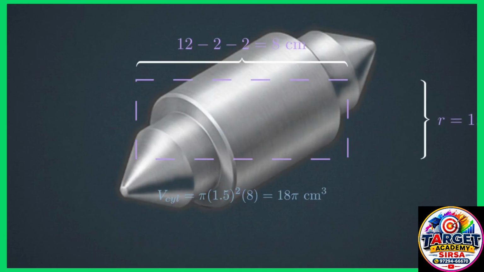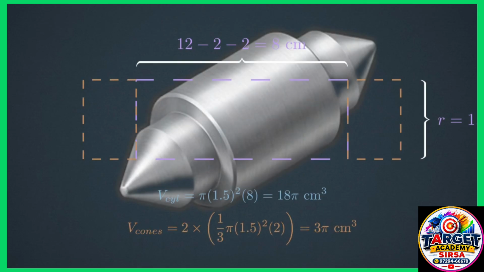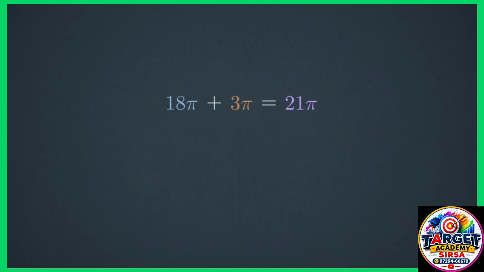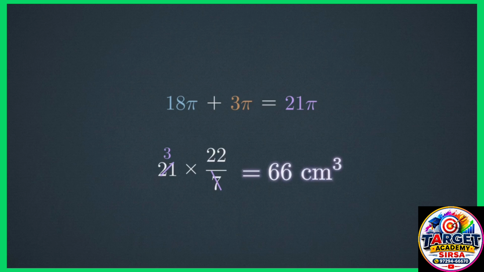With a cylinder height of 8 and a shared radius of 1.5, we calculate the cylindrical section to be 18 pi. For the end caps, calculating both together gives us 3 pi. Again, pi remains untouched. We add 18 pi and 3 pi to get 21 pi. Now, at the very end, we multiply 21 by 22/7 to get a clean final answer of 66 cubic centimeters.